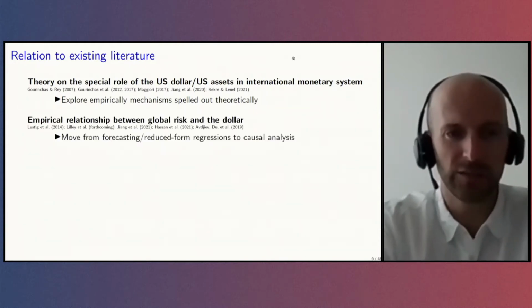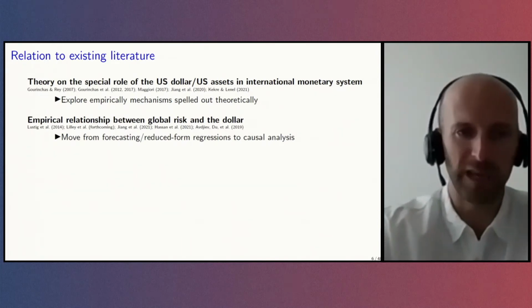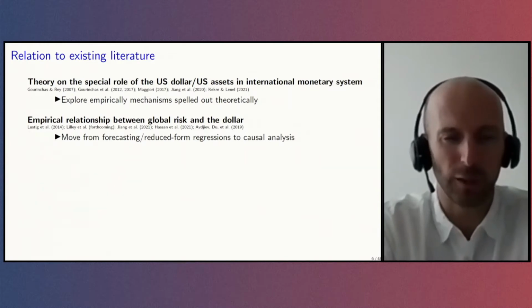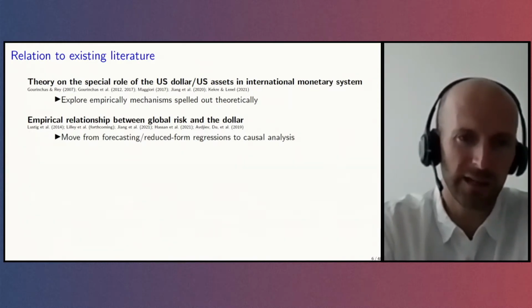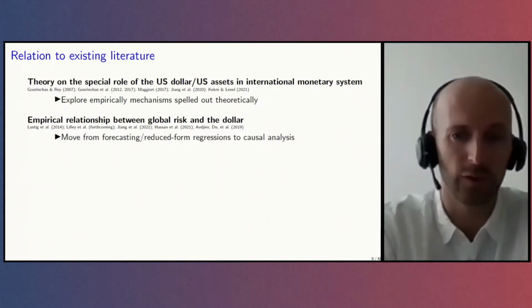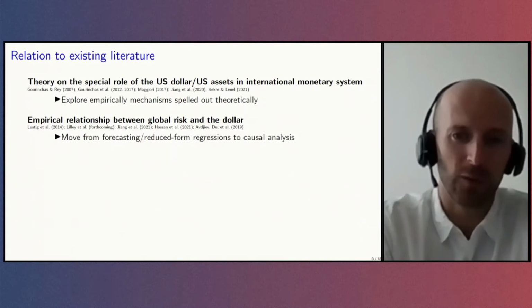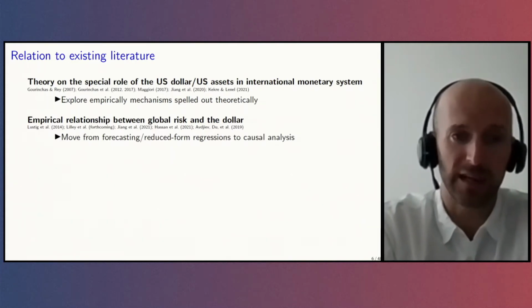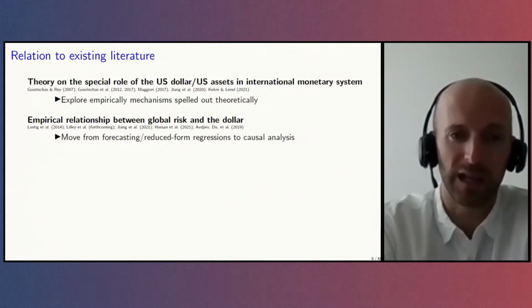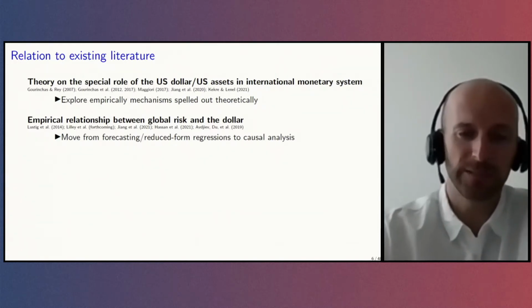The second strand of the literature is empirical, as are the remaining strands of the literature. This strand of the literature is focused on the relationship between global risk and the dollar exchange rate. But the angle this strand takes is primarily a forecasting angle or reduced form regression angle. What we contribute here is that we carry out some causal analysis. So we really identify exogenous innovations in global risk, and we document that they are driving the dollar exchange rate and also global risk, which can, I think, rationalize the finding in this literature that global risk measures predict the dollar exchange rate, in sample at least.